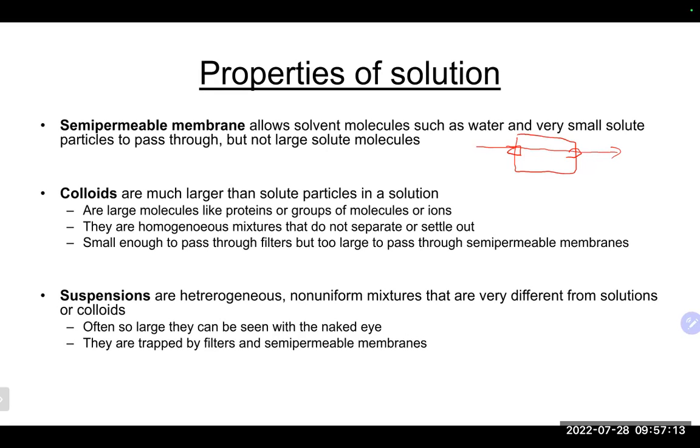Another classification is suspensions. Suspensions are heterogeneous mixtures, and heterogeneous means you do see different phases. Usually suspensions are large enough that you can see them with your naked eye. They are very different from solutions or colloids, and suspensions are trapped by filters and membranes as well. For example, if you had some water and some sand in it, you could clearly see the sand there, being our suspension. If you try to filter that sand through filter paper, it will get caught on the filter paper and will not go through.